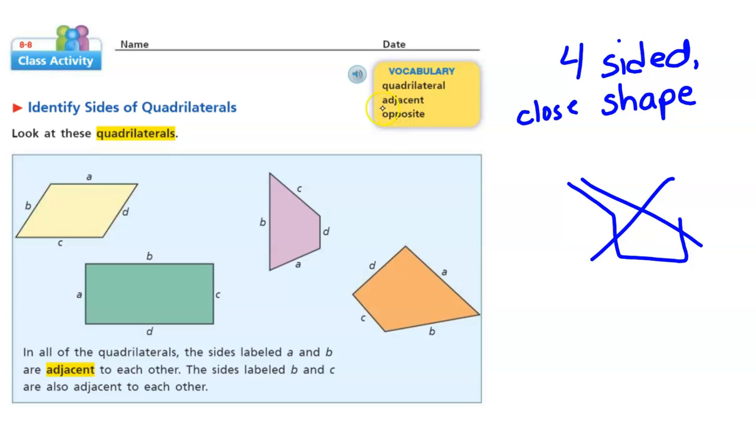But first I want to talk to you about something called adjacent and opposite, which describe the sides of your quadrilaterals, so we need to jump into those. This says, in all of the quadrilaterals, the sides labeled A and B are adjacent to each other. And then the sides labeled B and C are also adjacent to each other. So think about what you think adjacent means. If they're telling you that A and B are adjacent to each other, and that B and C are adjacent to each other, what do you think that might mean? Hopefully you thought that it meant that they're touching, right? So they meet together at some magical little point right there.